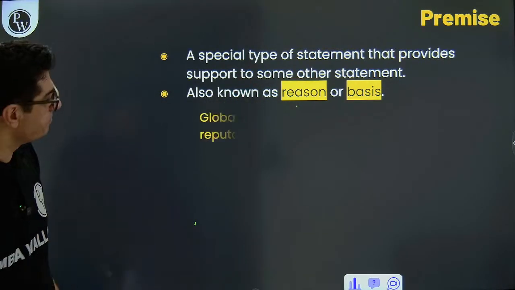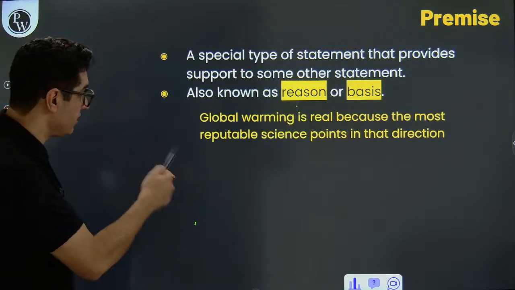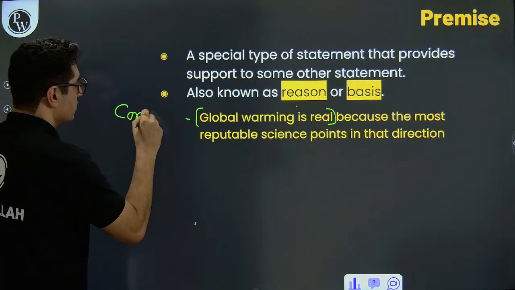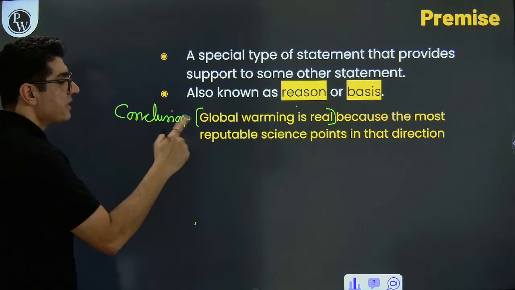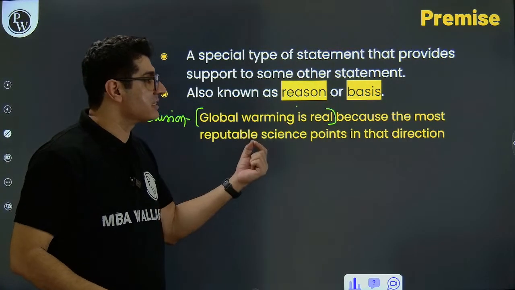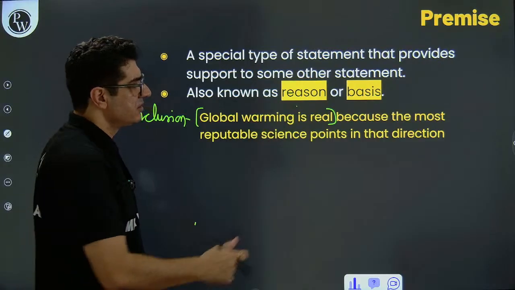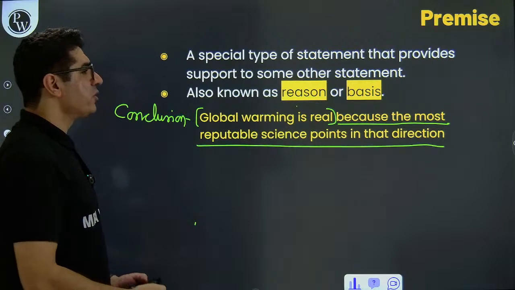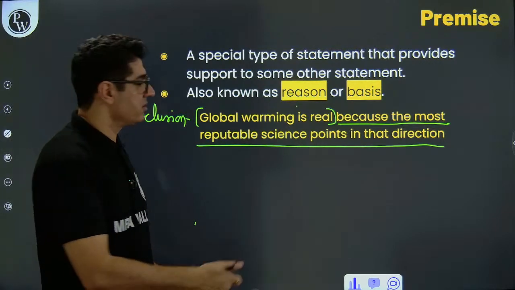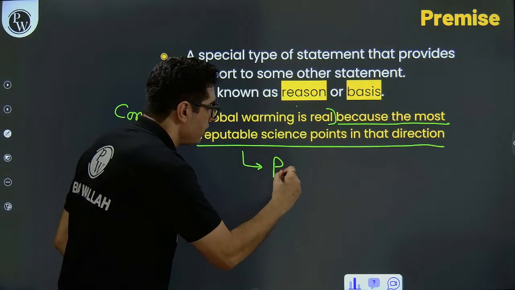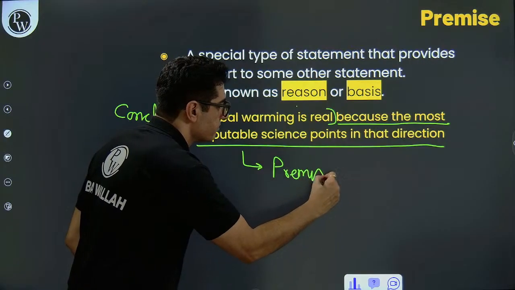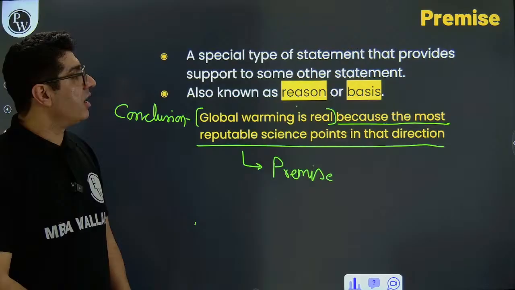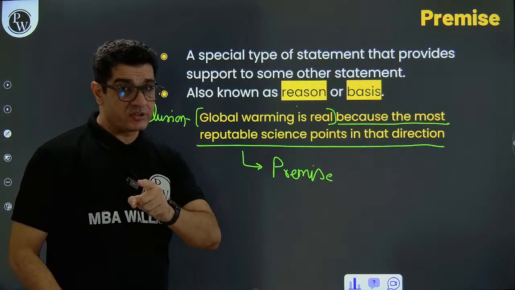Here is an example for you. For instance, here, this is your conclusion. Global warming is real, but on what basis are we saying that it is real? The basis is here. Because the most reputable science points to that direction. So this is going to be your premise.